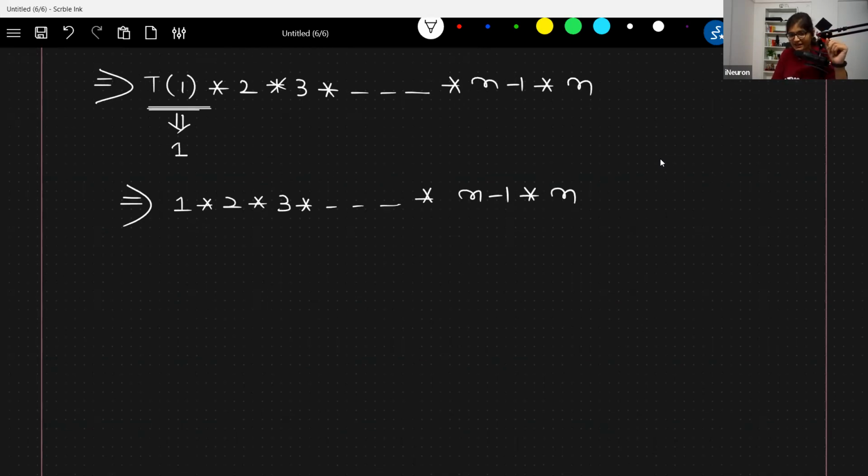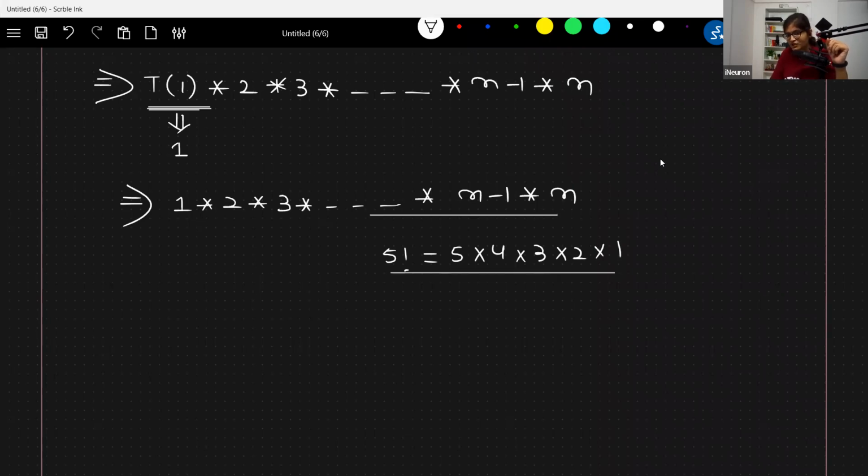So here, if you observe, what we are trying to do is that, for example, if I am saying 5 factorial, what is the value of that? 5 into 4 into 3 into 2 into 1. Can you say this is a series of factorial where it starts from n and keeps on decreasing until the value of 1? So I can write it as n factorial. So it is nothing but big O of n factorial. Is this fine to everyone?